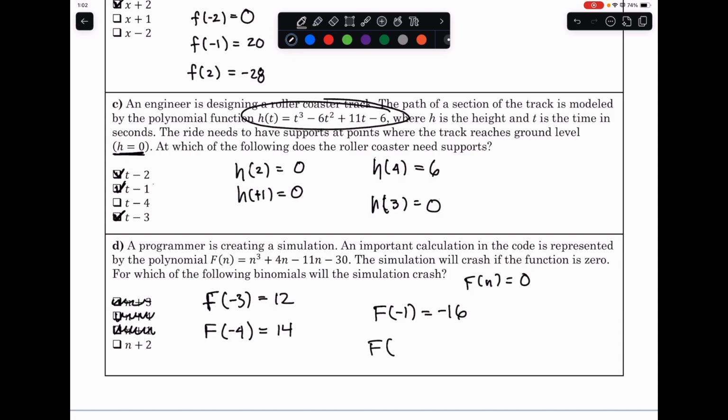And at negative 2, that does equal 0. So this is a factor. N plus 2 is a factor to f of n, which means that it makes it equal to 0. And that's going to be the place where the function is going to crash as a result. So we only have one possible place here.